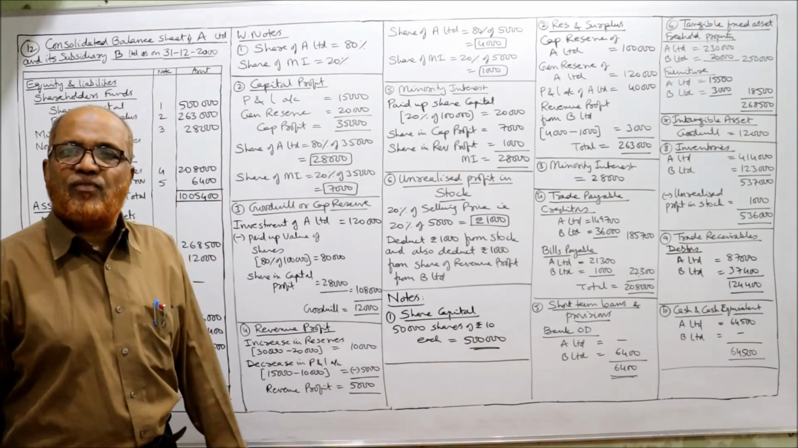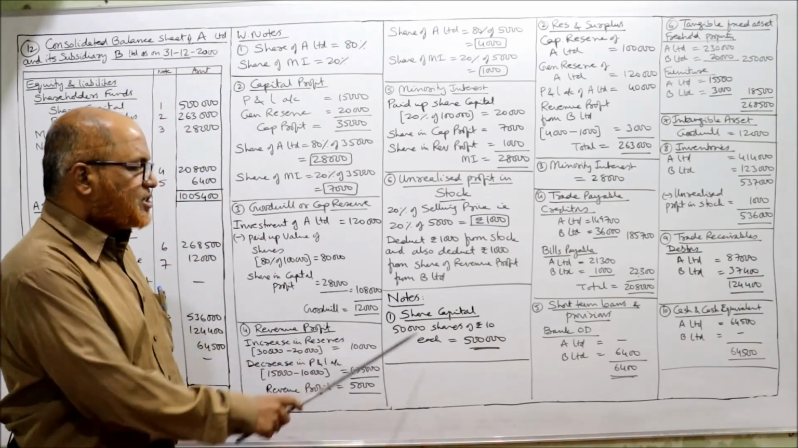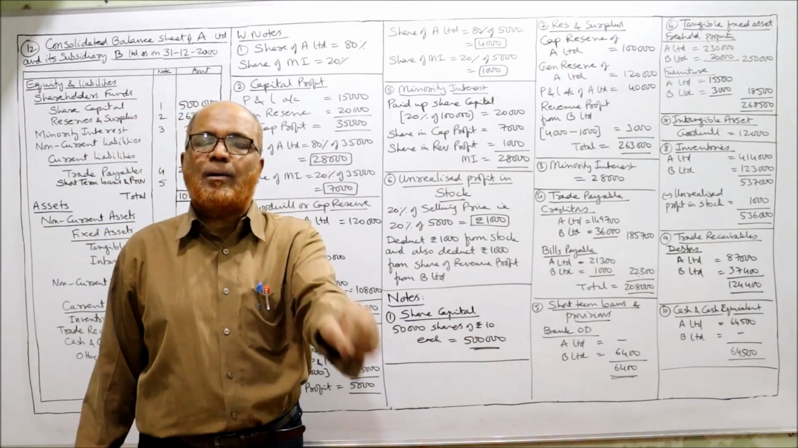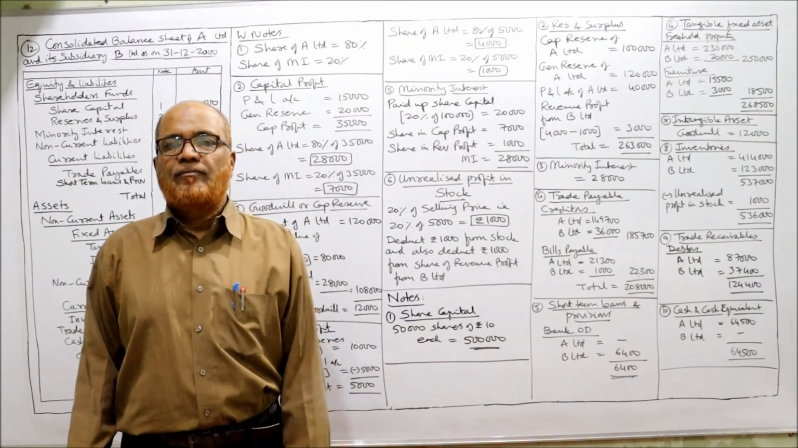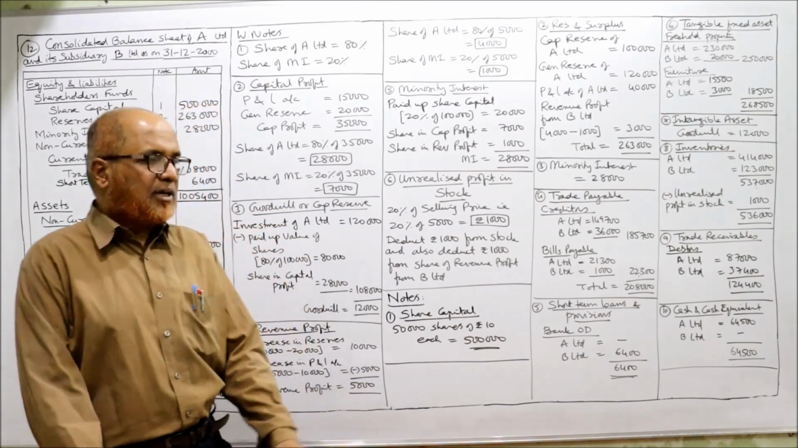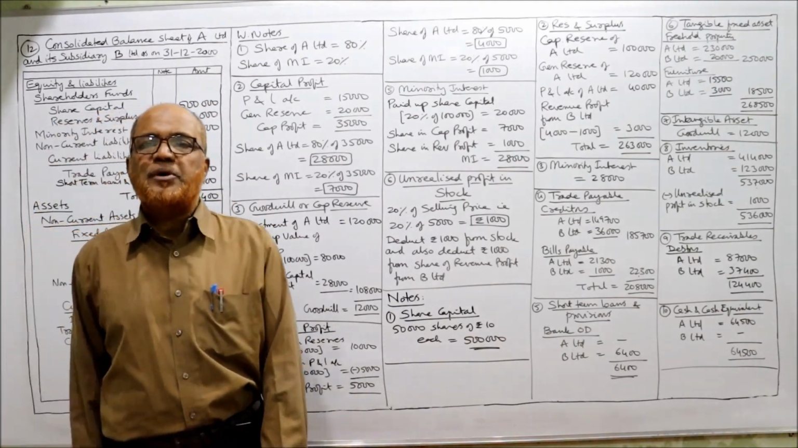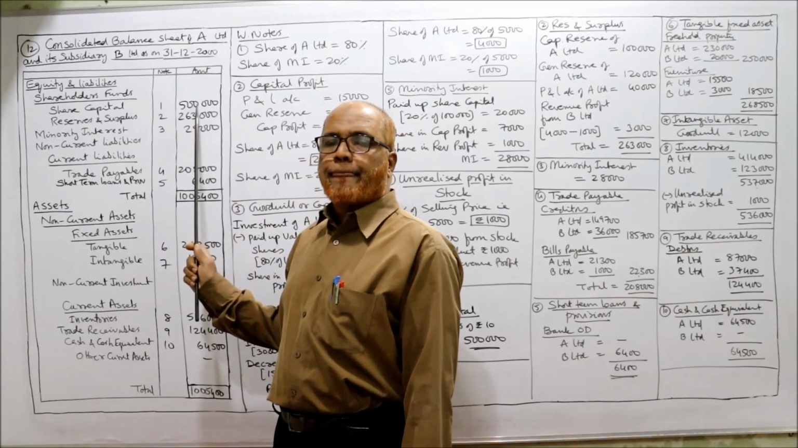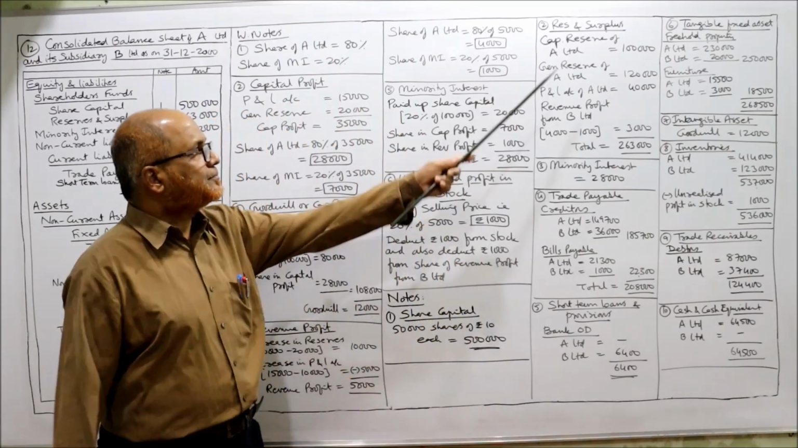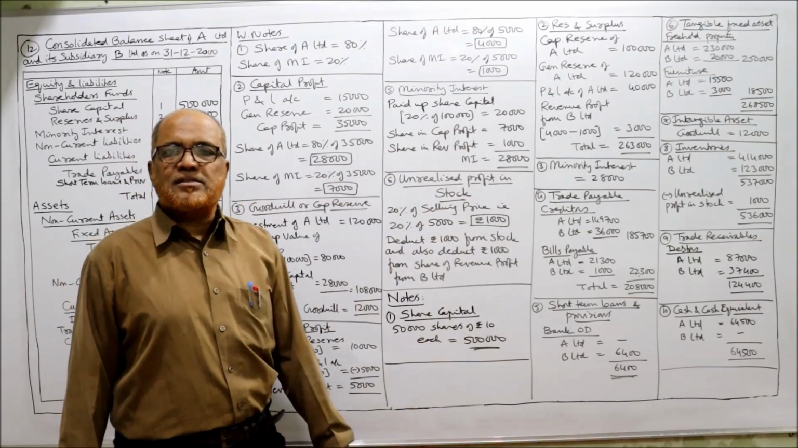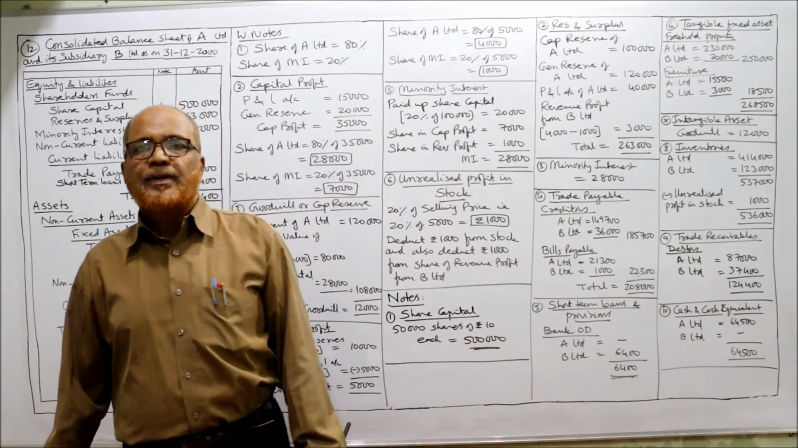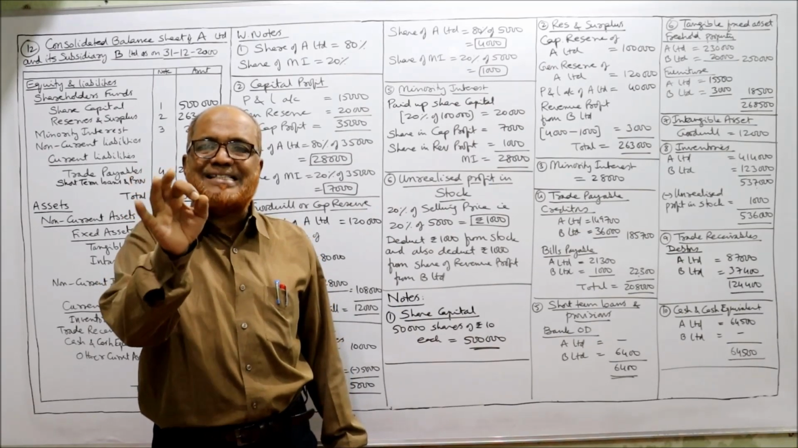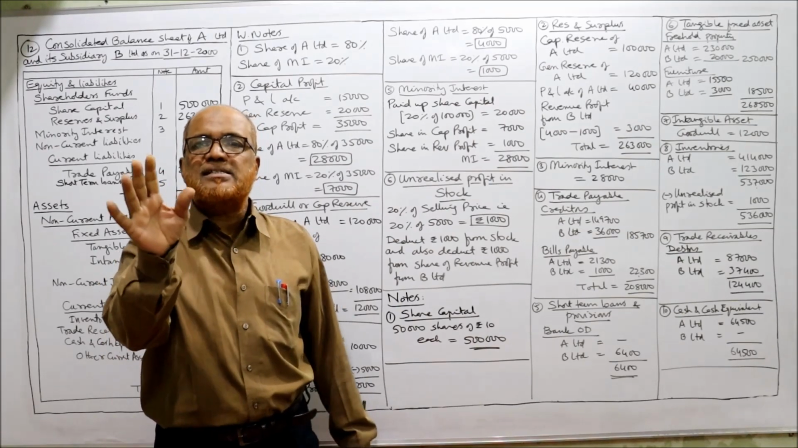Now we'll come to the notes forming part of financial statements. First note, share capital. We'll take the share capital of only holding company A Limited. We should not take the share capital of B Limited. So A Limited 50,000 shares of rupees 10 each, 5 lakh. So 5 lakh rupees we have taken here. Now second, reserves and surplus. I told you in the beginning itself, the reserves and P&L account of holding company will appear as it is. Here holding company is A Limited.